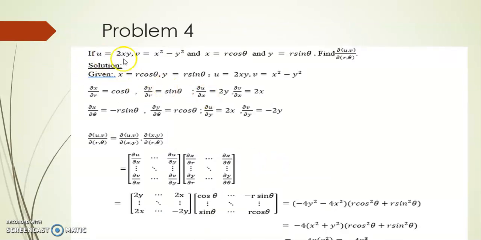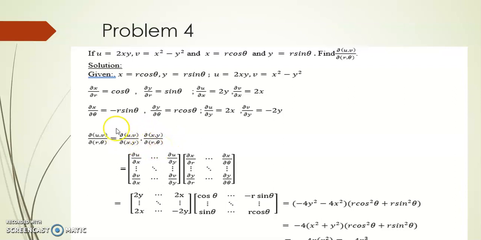Here u and v are related in terms of x and y, whereas x and y are related in terms of r and theta. So they're asking you for the direct connection of ∂(u,v)/∂(r,θ). Which means first I have to start from uv and then go to xy, and from xy I have to reach r and theta. So I need two Jacobian matrices here. One will be ∂(u,v)/∂(x,y), and the other one is ∂(x,y)/∂(r,θ).